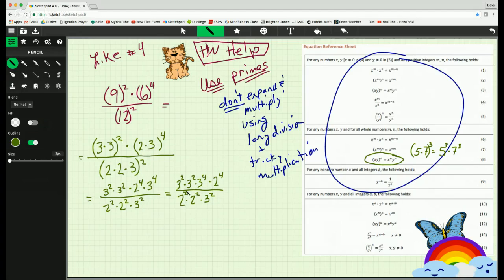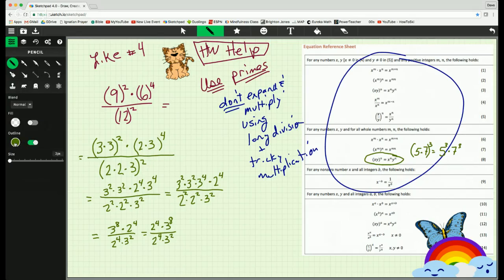Now let's use rule number 1 to simplify this guy. Well, 3 squared times 3 squared times 3 to the 4th is 3 to the 8th times 2 to the 4th. And on the bottom, I have 2 to the 2nd times 2 to the 2nd is 2 to the 4th times 3 to the 2nd. So let's just reorder what's on top here: 2 to the 4th times 3 to the 8th, all over 2 to the 4th times 3 squared.